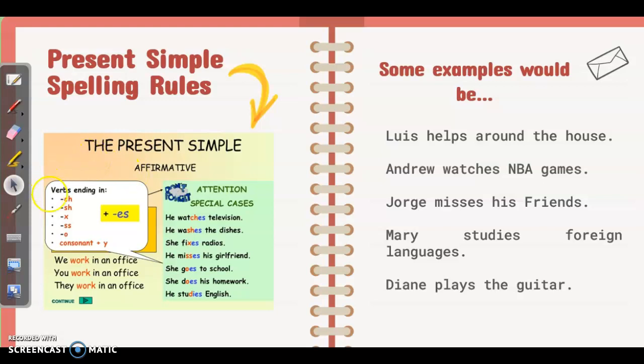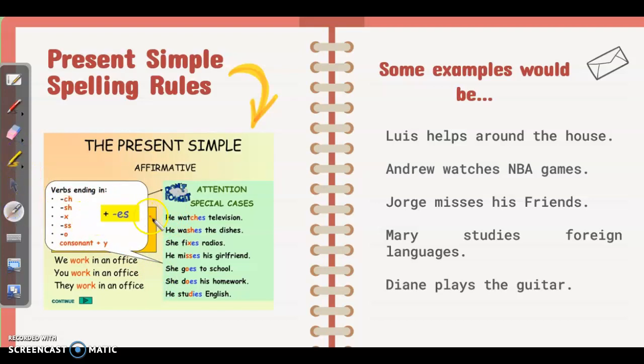Okay. So we have to understand that we have some endings, okay? So we have verbs ending in CH, SH, X, double S, O, or consonant plus Y. We have to add an ES, okay? Only, guys, remember, only for third person singular. So we have he, she, and it. So for third person singular, he, she, and it, we're gonna modify the verb by adding es. Okay, so we have he watches television.